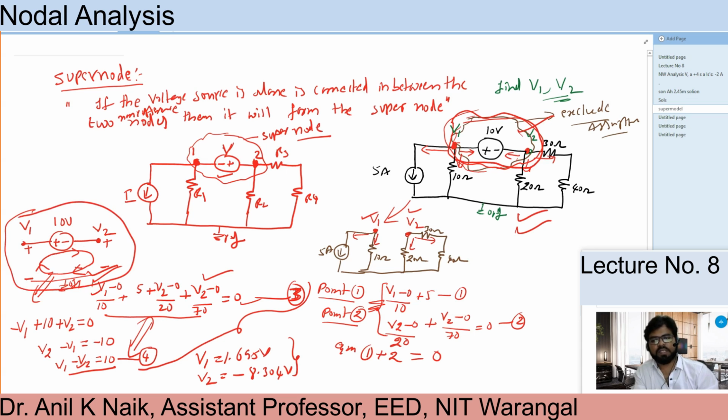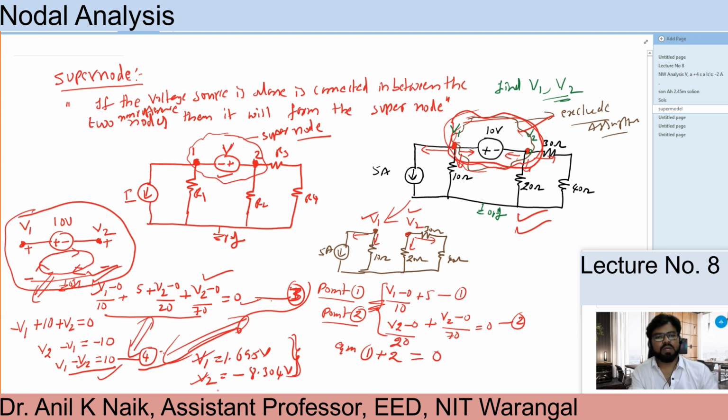For this part again I am writing the KVL concept, because this is one potential, this is one potential, and this is one potential. So three potentials are there, and I am applying the KVL concept here. From that, V1 minus V2 is equal to 10. This is what we are getting. Equation 3 and equation 4 are the two equations we have now, and for these two equations, two unknowns V1 and V2 we need to find, and finally solve those two equations. We are going to get V1 and V2.